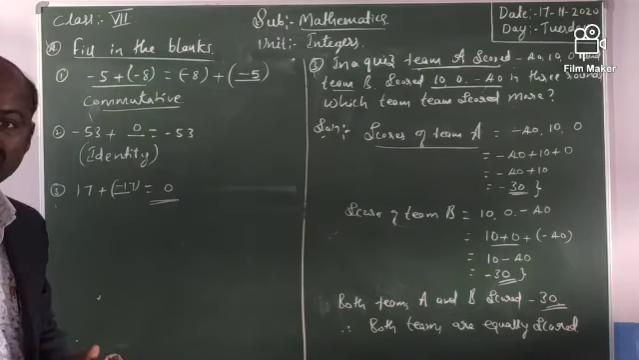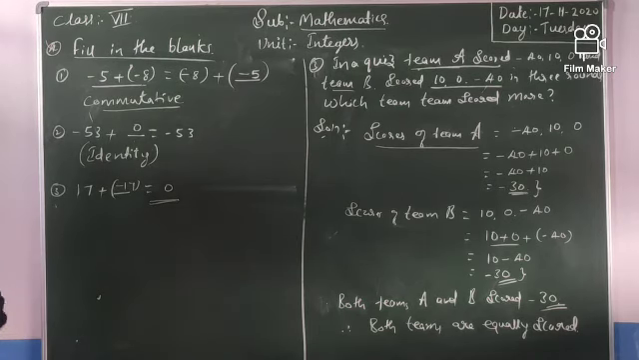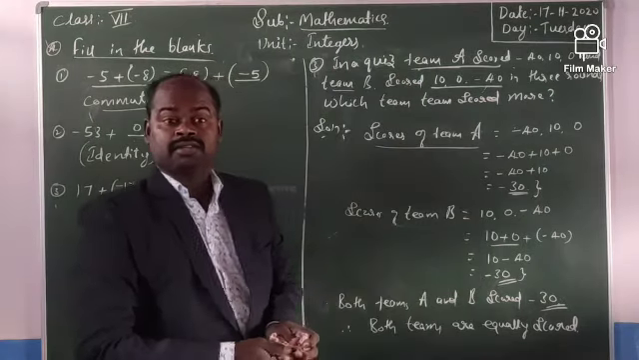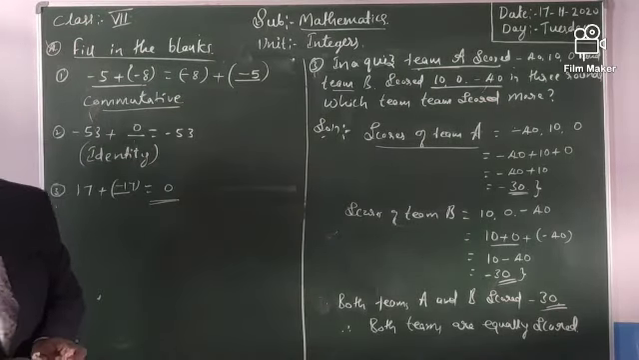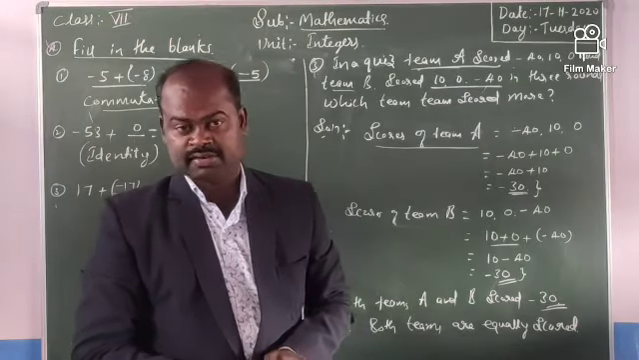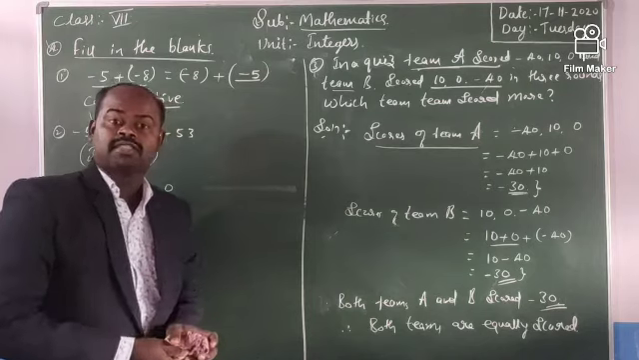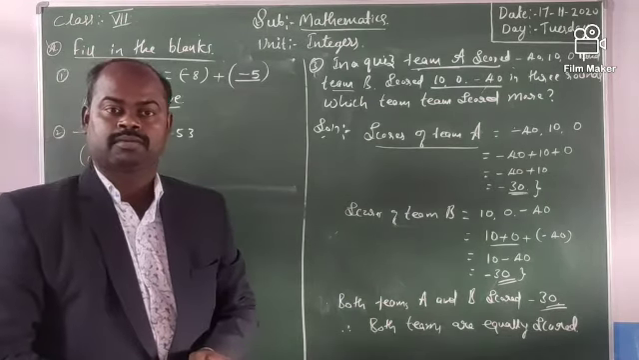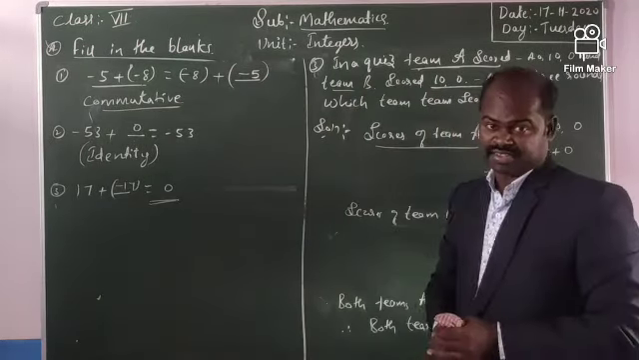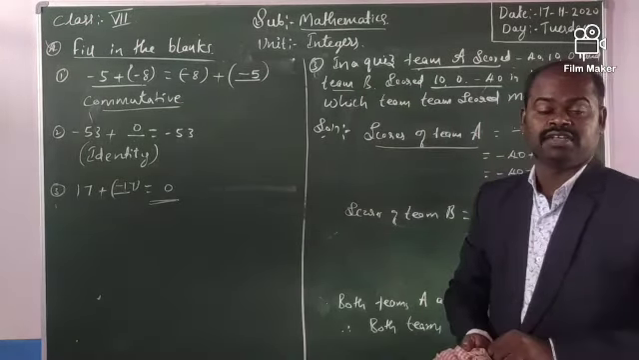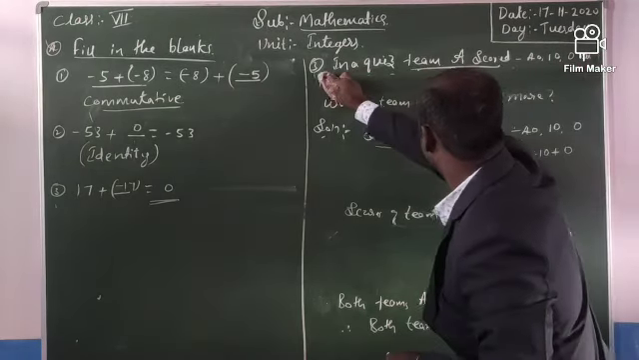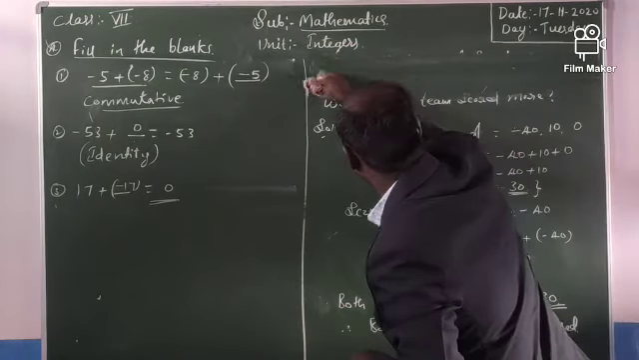Next, I will explain a few concepts. Already I told you about conversion of signs, especially the product of like signs is always a positive sign. The product of different signs or unlike signs is always a negative sign. Let us see about multiplication. That means product is nothing but multiplication.